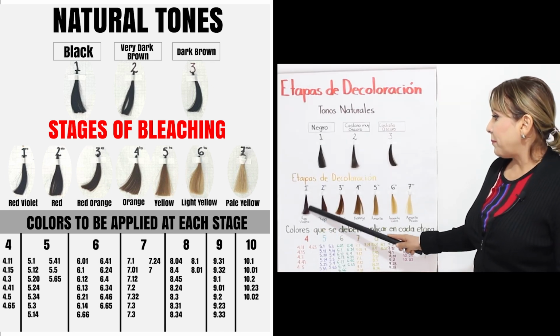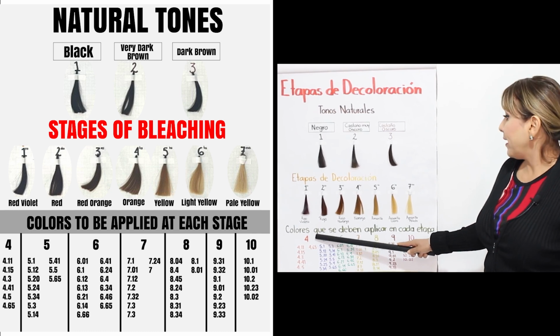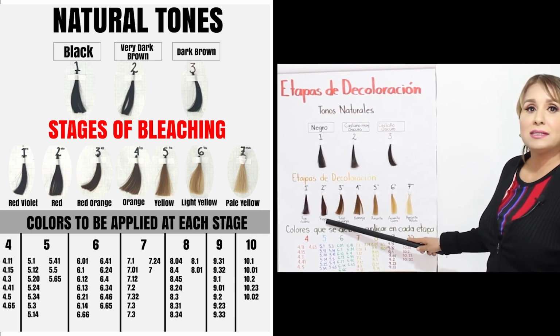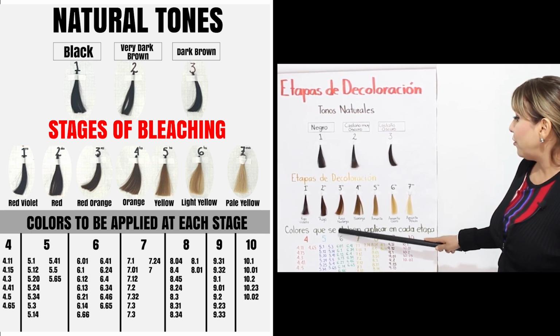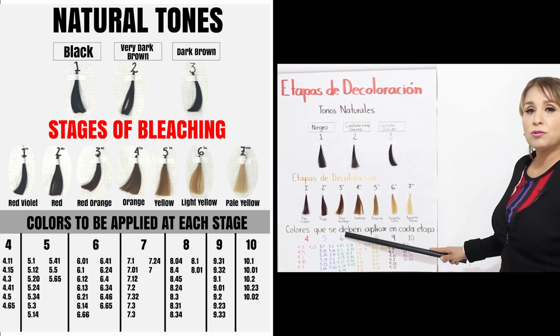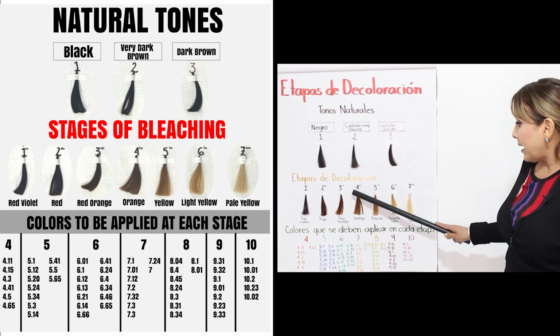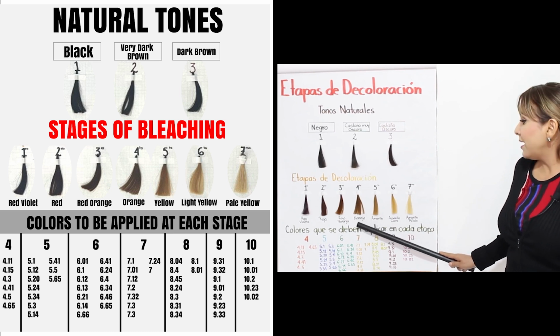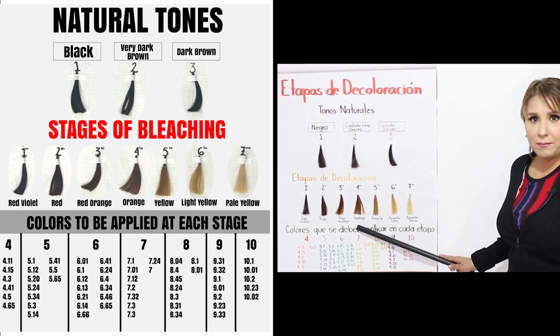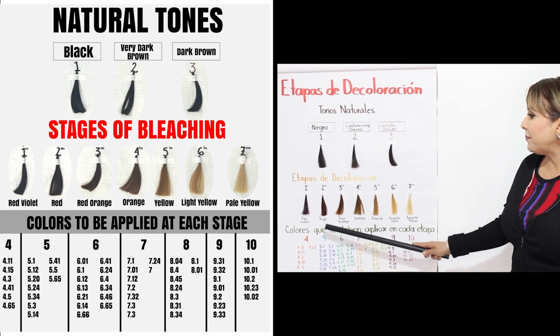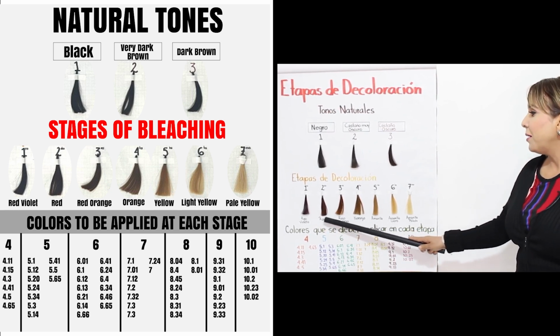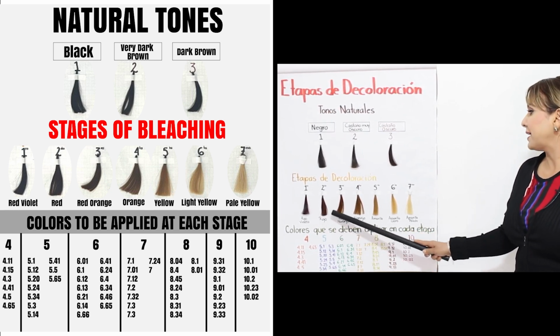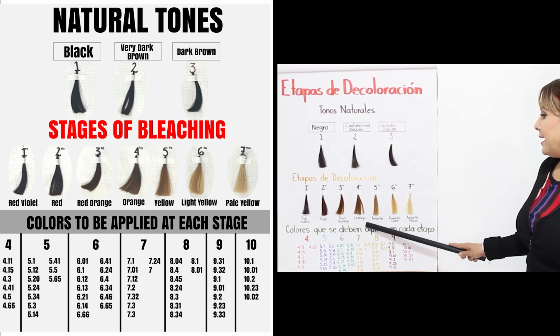Well, we have already passed the first stage, which is the violet red. We already saw the second one, which is the red coloring background, and we saw the third stage, which is an orange red. The fourth stage, we have the completely orange background. When you bleach, you see how the hair eliminates layers and layers and layers of color to lighten.